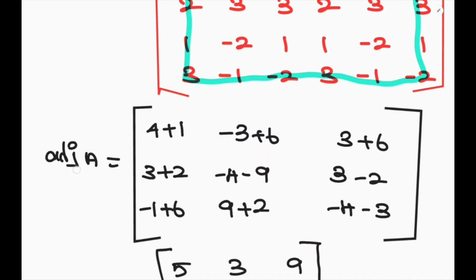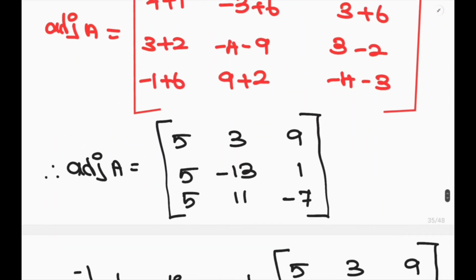So this is how we need to find the adjoint of A. So 4 plus 1, minus 3 plus 6, 3 plus 6, 3 plus 2, minus 4 minus 9, 3 minus 2, minus 1 plus 6, 9 plus 2, minus 4, minus 3. Then adding all those things, you will get 5, 3, 9, 5 minus 13, 1, 5, 11 minus 7. So this is your adjoint of A. Okay, so adjoint A is over.